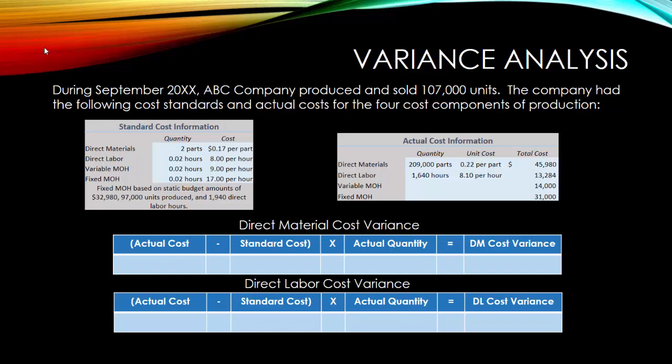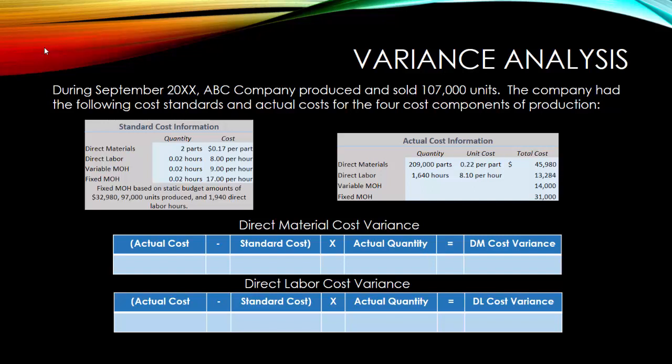We actually used 209,000 parts for direct materials. We paid 22 cents per part. Therefore, our total cost was 45,980, etc. Standard cost is your budgeted input quantity per unit. So what we said is that each unit that we made should have taken 2 parts, and each part should have cost 17 cents. Each unit should have taken 0.02 hours to produce, and we should have paid our laborers $8 per hour.